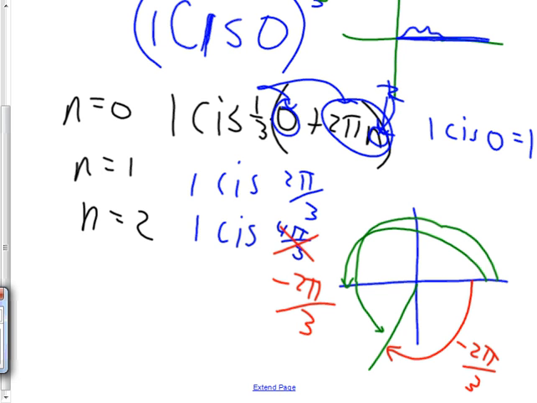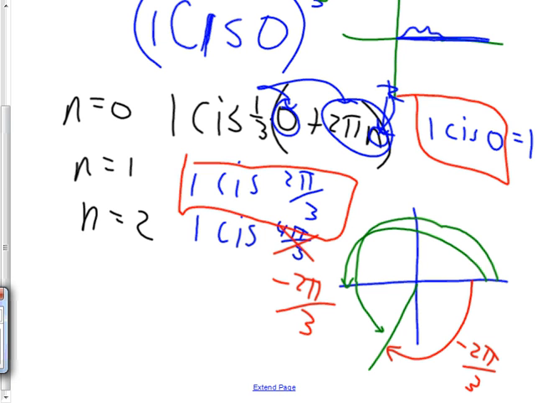Yes, this is complex polar form. These answers that have the cis, those are all complex polar form. That's complex polar form. That's complex polar form. And that one's complex polar form. Okay, yes.